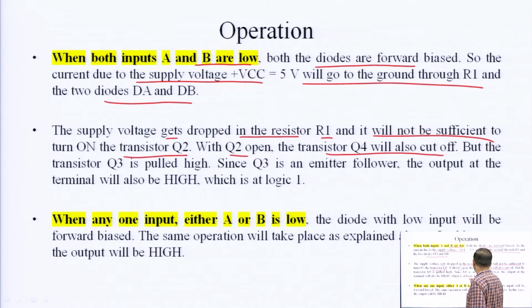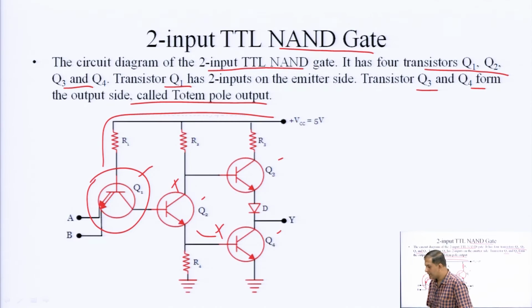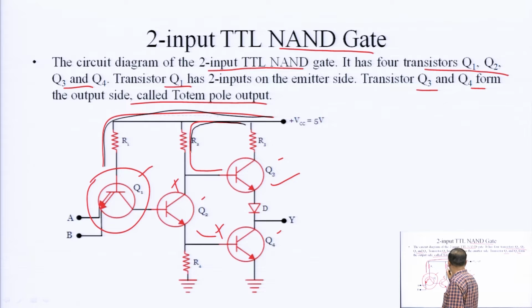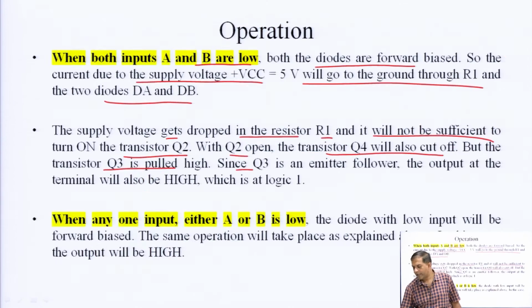So, what will happen? Since Q2 is cut off, Q3 is pulled high. Here you can see that Q3 is pulled high, because this current is going to this side, I can change the color so you can easily understand. This current is going to this side. So, this current is also going to the base of Q3, but here there is no current, the current is going to this side. So, it will turn on Q3.